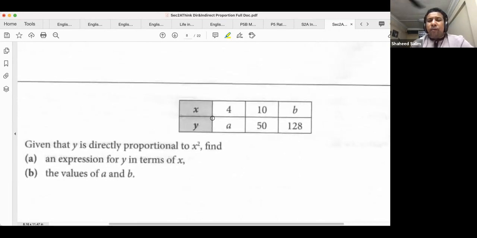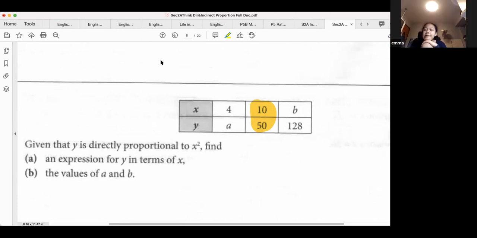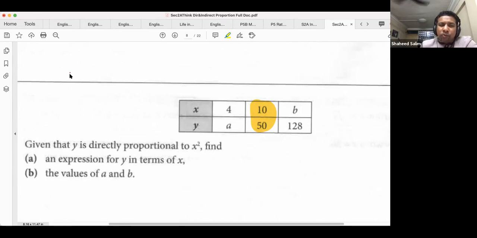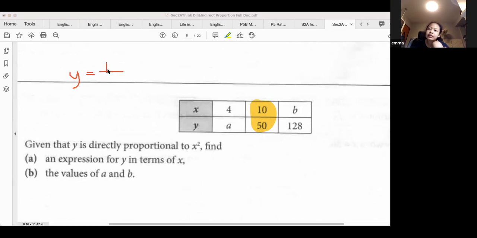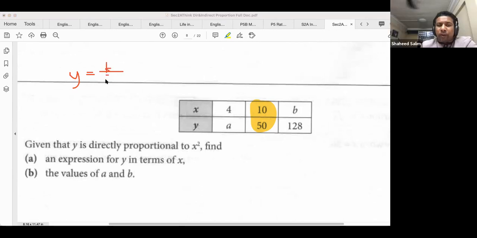Okay, down here they give you a few values. This one now can you see is a completed value. But it is y proportional to x squared. Give me the equation. Equation y equals k over, in this case, over x squared.